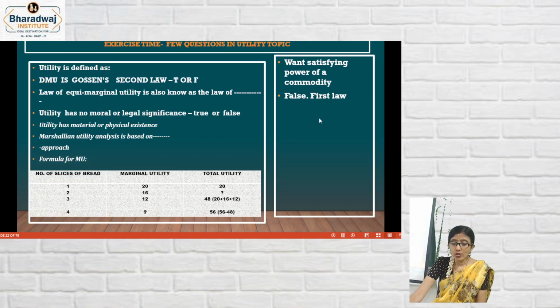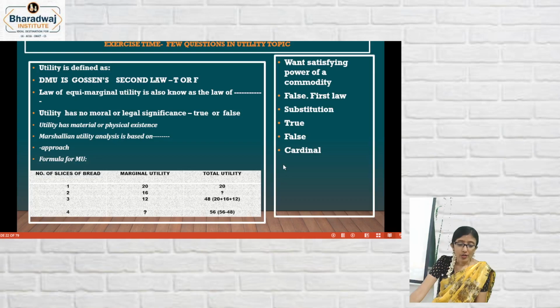Equimarginal utility. That law is also known as the law of. Yes, Sahana, you got the answer? Law of substitution. Law of equimarginal utility is also known as law of substitution. Okay. Utility has no moral or legal significance. True? Good. Utility has material or physical existence. Very good, yeah. You are very good in DMU. Okay. Marshallian utility analysis is based on.